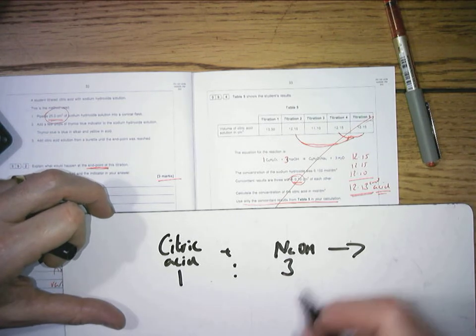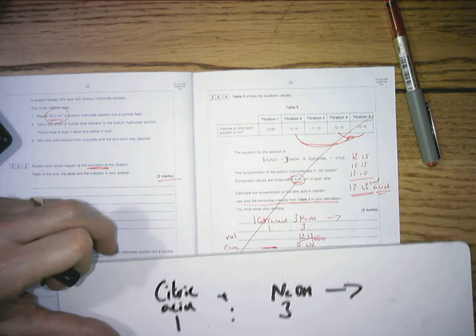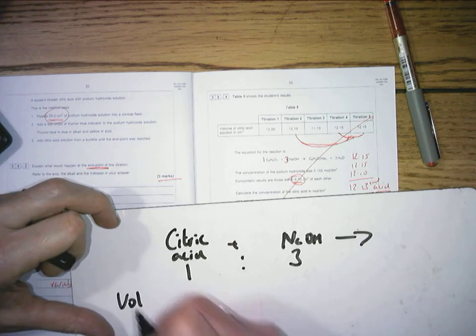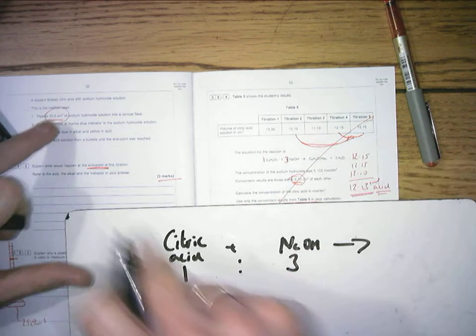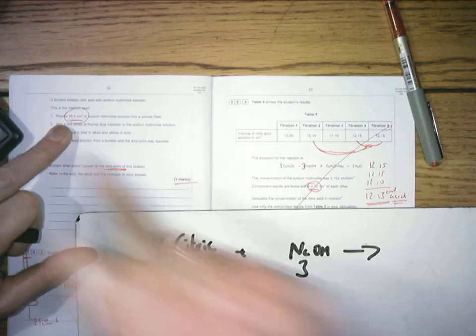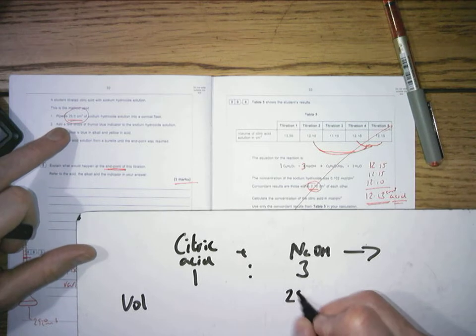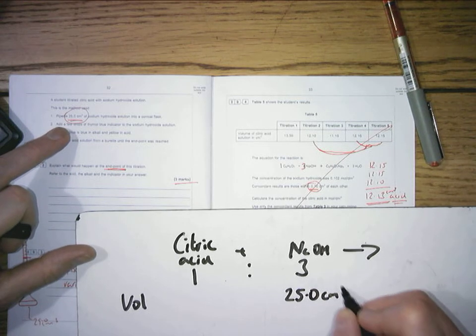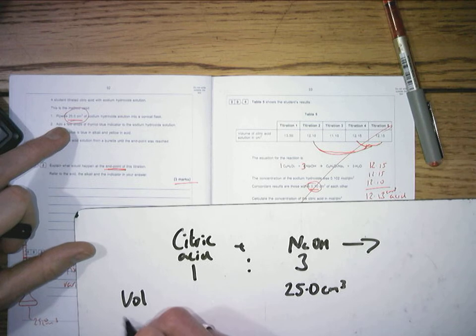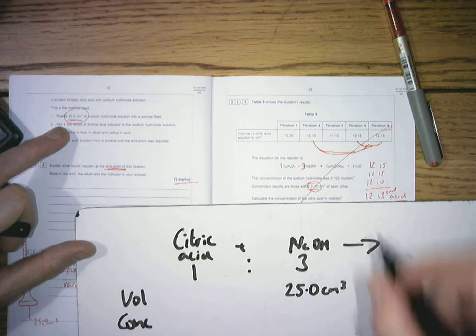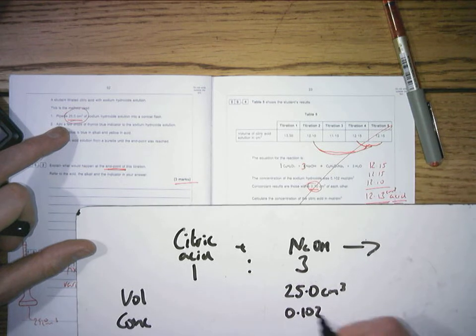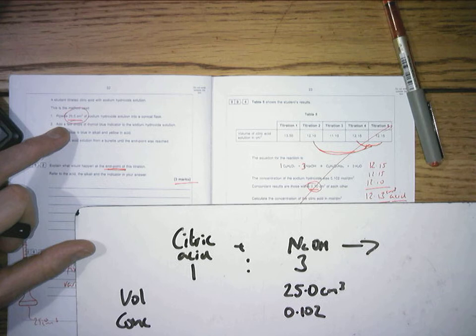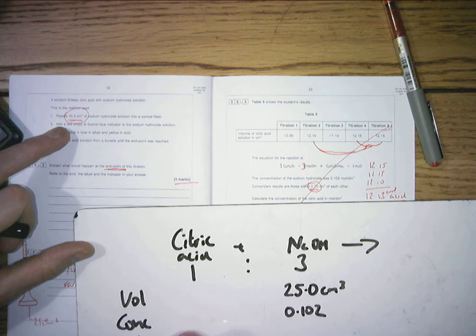I'm told that I've got a volume of sodium hydroxide. The volume of sodium hydroxide was 25 cm cubed. I've got a concentration. The concentration of sodium hydroxide is 0.102. If I've got a volume and I've got a concentration, I can work out moles. Right? So I could work out the moles here.